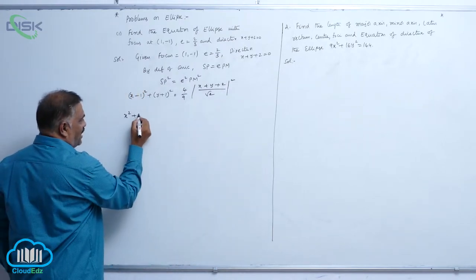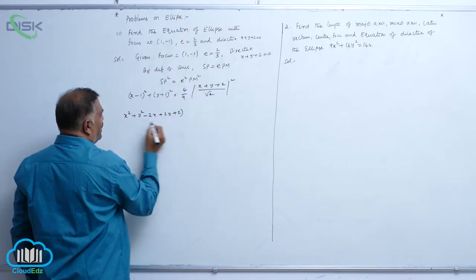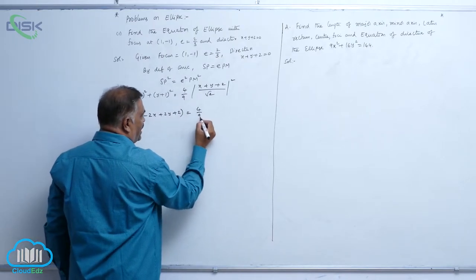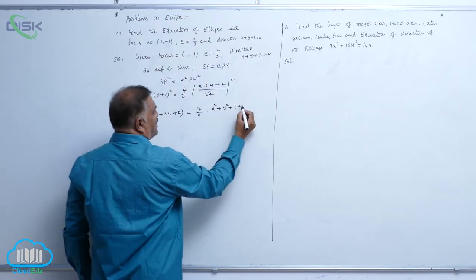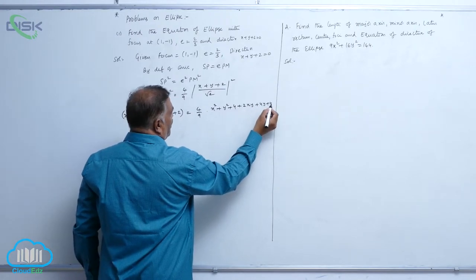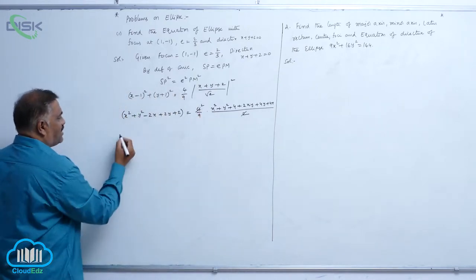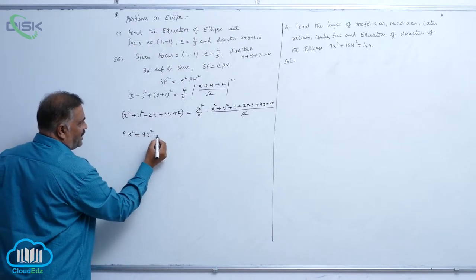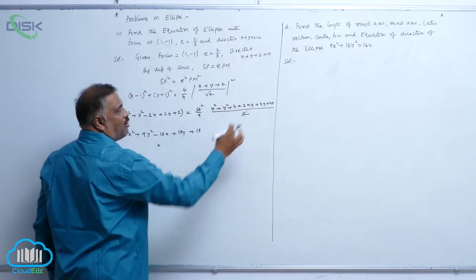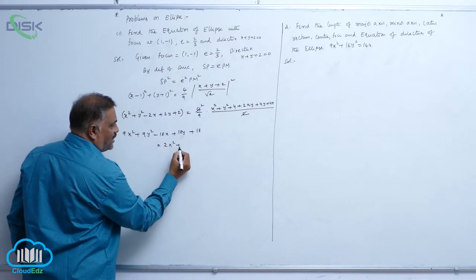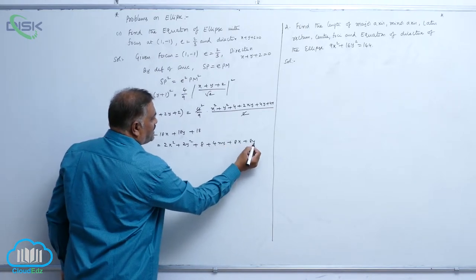Now this is x square + y square - 2x + 2y + 2 is equal to 4/9 into (x square + y square + 4 + 2xy + 4y + 4x) divided by 2. The 2 gets cancelled. Now cross multiplication: 9x square + 9y square - 18x + 18y + 18 is equal to, now multiplying with 2, 2x square + 2y square + 8 + 4xy + 8x + 8y.